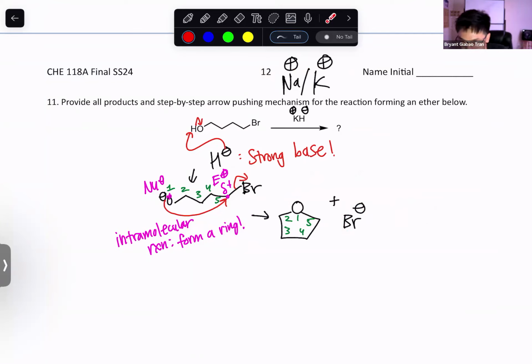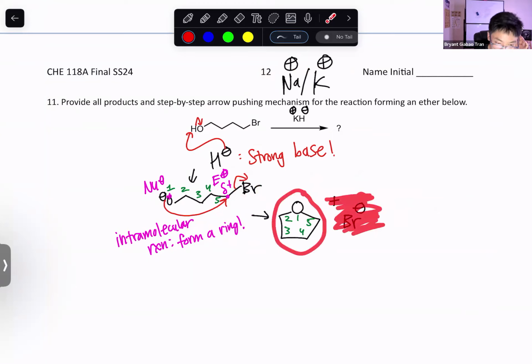What else do we need for the actual answer for this last one? For this last one right here, Levens wants you to put the Br minus because that's what actually leaves. But for Ling's test, he leaves it as optional. He just puts the organic products.